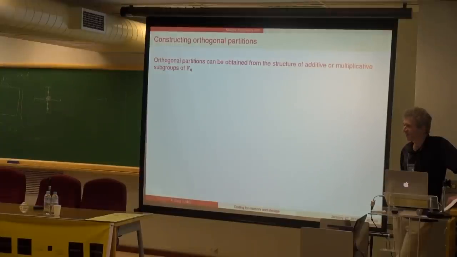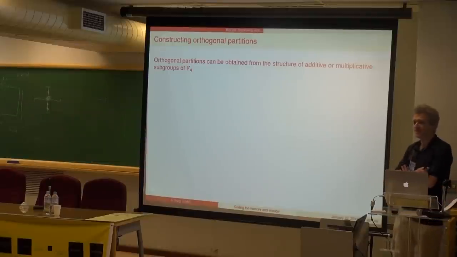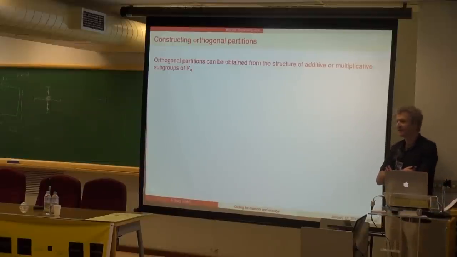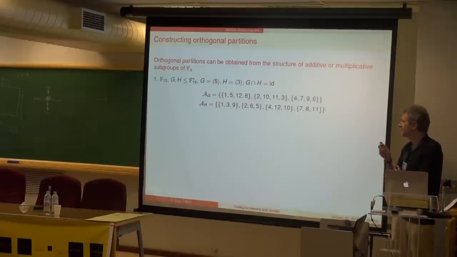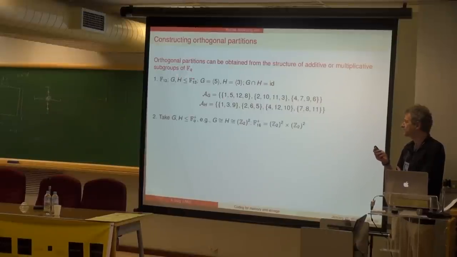Yes? Those partitions, you're studying the number properties, actually. Yes, indeed. Let's look at that. So orthogonal partitions can be obtained by using the additive group of the field or the multiplicative group of the field, subgroups of the field. Let's say the multiplicative subgroups, and we already had that, G and H in F13 star, so 12 elements, and we have two orthogonal partitions.